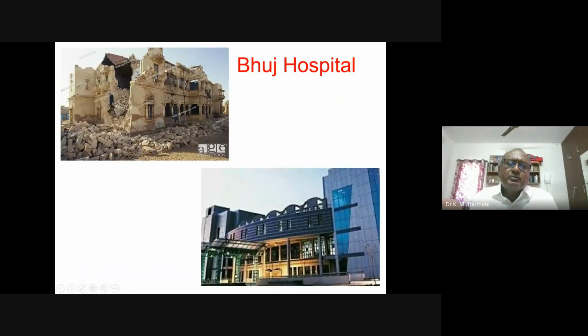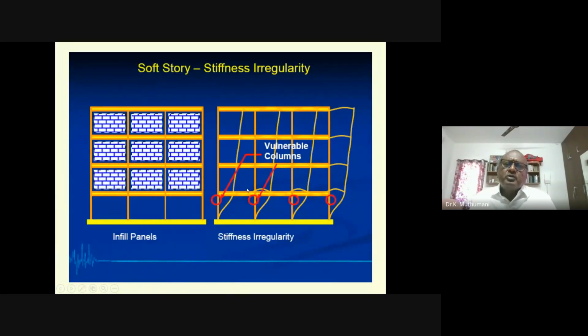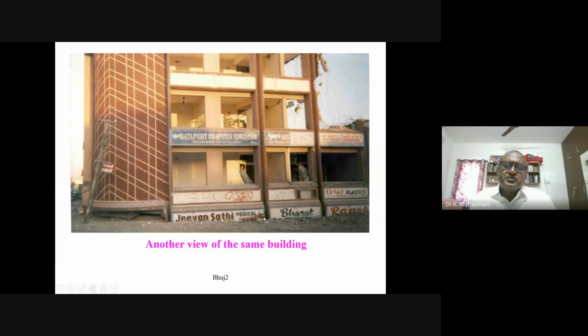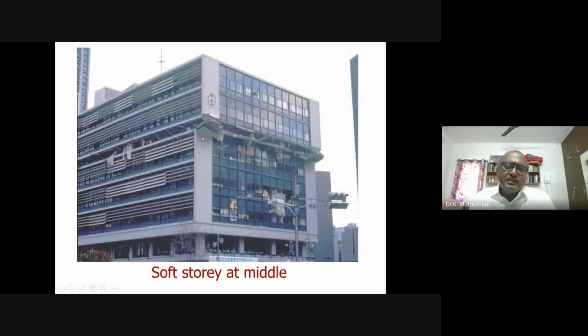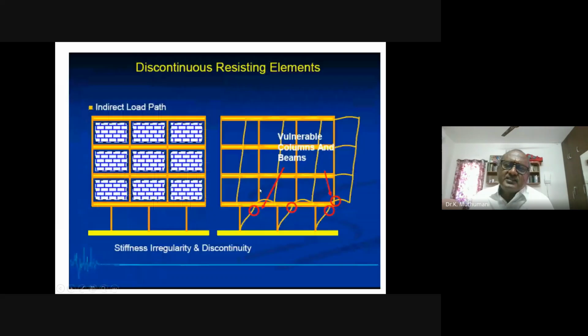But this is the Bhuj hospital that failed. So we also have alternative technologies like that, and we should also worry about some simple issues like soft stories, which are vulnerable. That is why we get this kind of failure in the Ahmedabad and Bhuj region. This is another soft story building that failed. Even in Japan, one building with a soft story level failed. So the soft story is a serious issue.